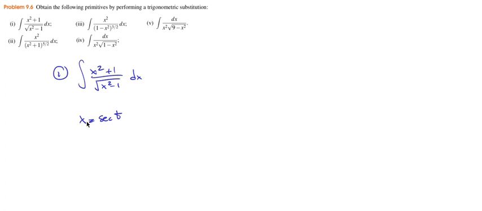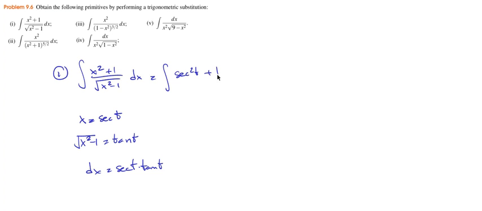Now the x squared minus 1 is just the tangent squared, right? So the square root of this is going to be the square root of the tangent squared, so the tangent, right? And then dx is the derivative of the secant, which is the secant times the tangent, right? So then we have x squared plus 1 is the secant squared plus 1, divided by the tangent, times the secant times the tangent.